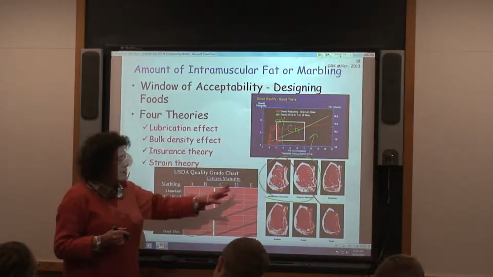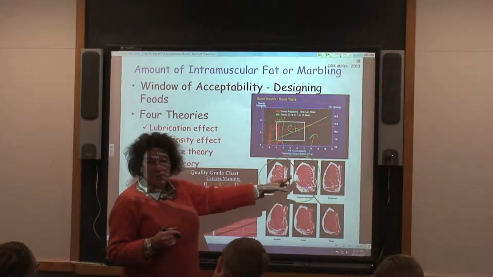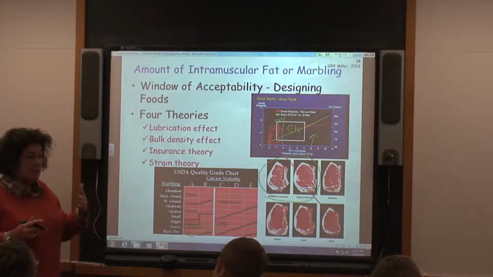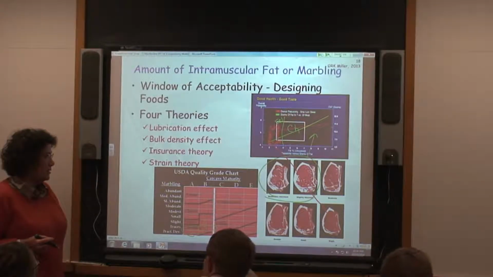The other issue is that this meat's very expensive. We only produce about 2% of the meat produced in the U.S. as prime, so it's very, very expensive, and it's usually only served at white tablecloth restaurants.